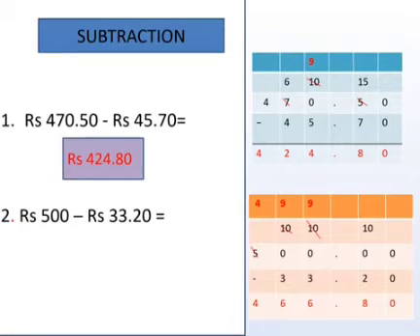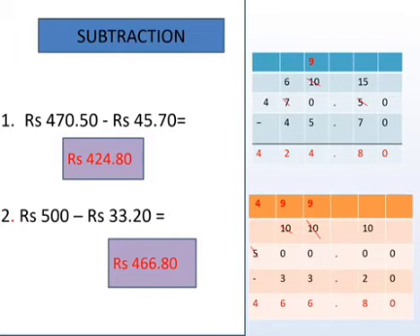Let us place the decimal point there itself. The next is 9 minus 3. 9 minus 3 is 6. Again 9 minus 3 is 6. What is left in the last line? That is 4. Let us write 4 as it is. So what is your final answer? It is 466 rupees 80 paise.